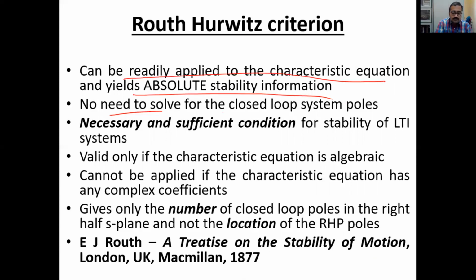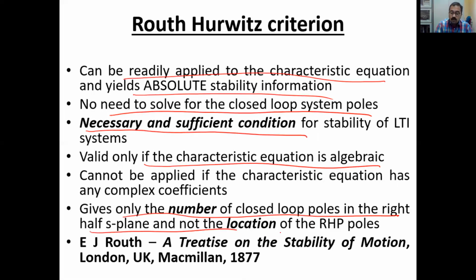There is no need to solve for the closed loop system poles. We need not factorize for all the poles. It's an easy technique. This is a necessary and sufficient condition for checking the stability of LTI systems, right? And it is valid only if the characteristic equation is algebraic. It gives the number of closed loop poles in the right half S-plane. It will not tell you where they are located.